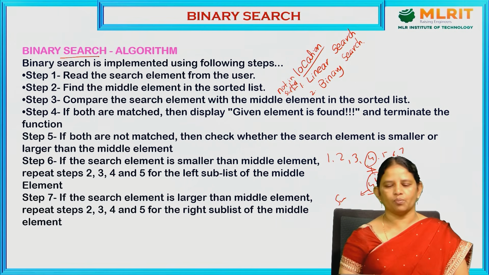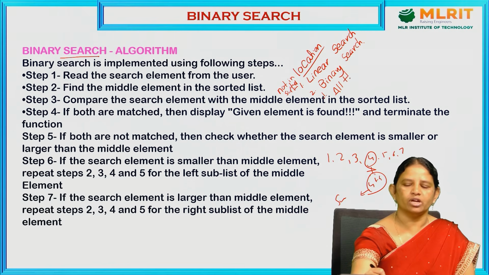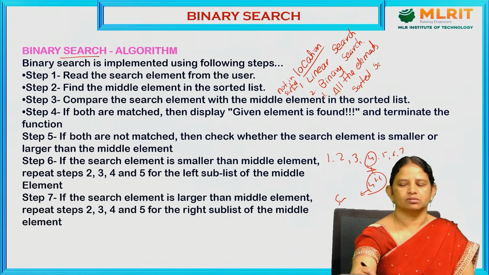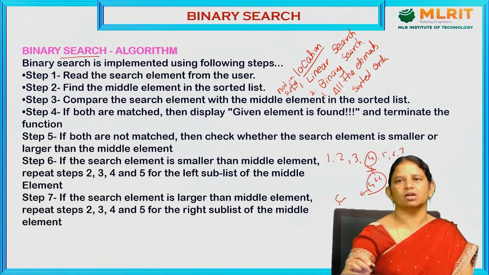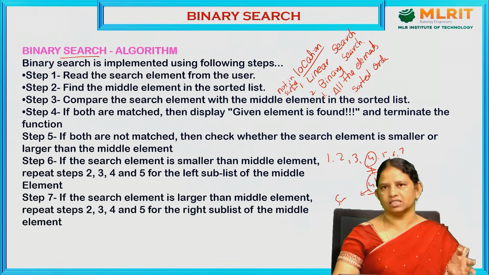Coming to binary search, the first condition is that all the elements should be in sorted order. That is the first condition for binary search. In binary search, there is no need to check each and every element with the key element. Instead of that, we divide the list of elements into 2 parts, and based on that, we do the searching process.